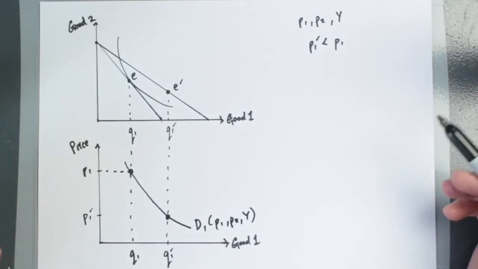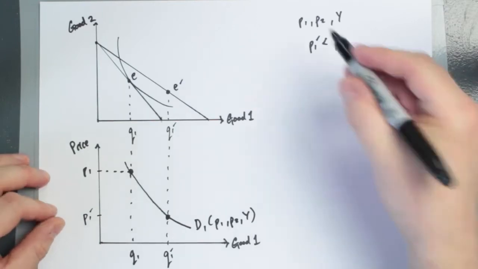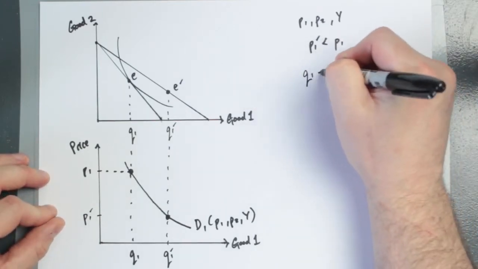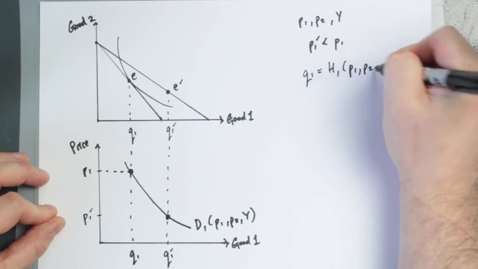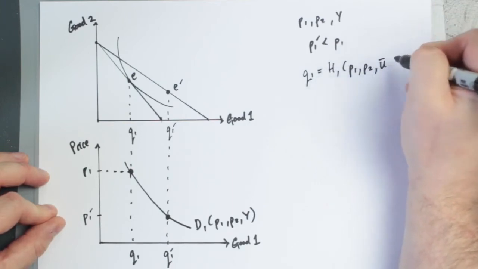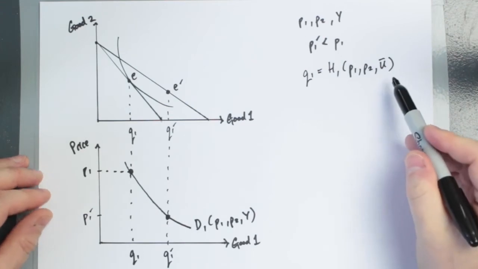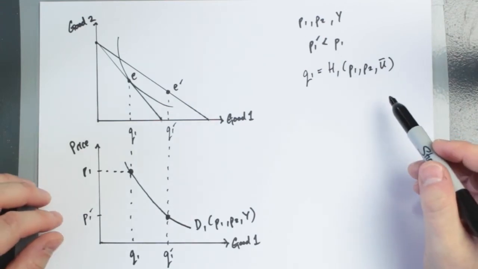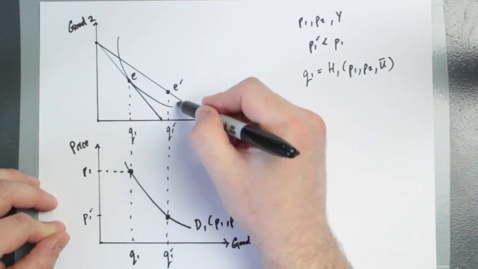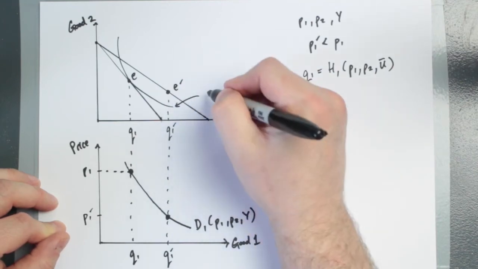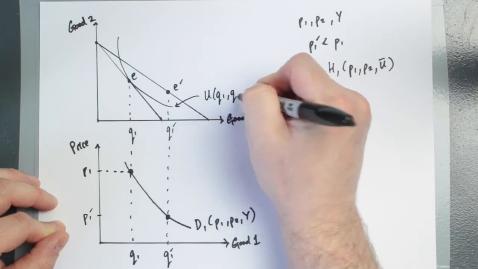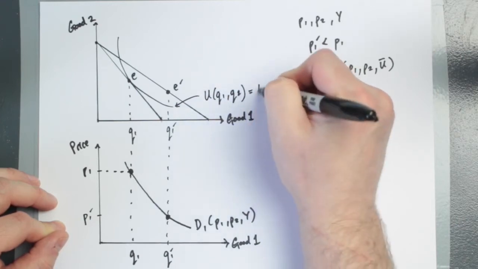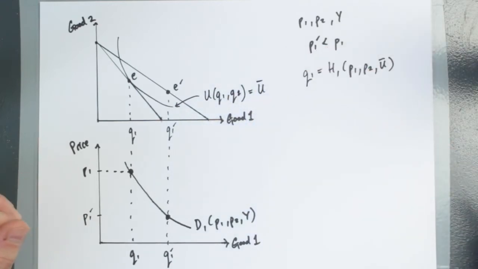Okay, so where does the Hicksian demand come into this? So remember that for Hicks, Q1, H1, is a function of the price of good 1, the price of good 2, and a target level of utility U bar. Okay, so let's take this target level of utility here. So let's say that this indifference curve satisfies the utility of Q1, Q2 is equal to our target.